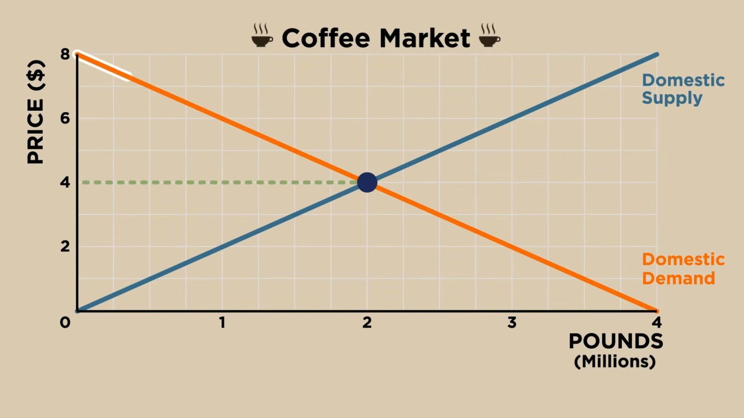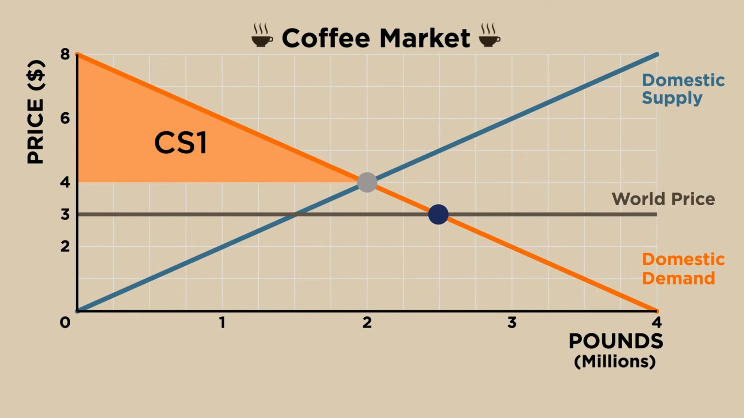And total consumer surplus is summing up all individual consumer surplus. Before trade, total consumer surplus was represented by this triangle, CS1. But by allowing trade, consumer surplus increased to include this entire area. Consumer surplus increased for two reasons. First, consumer surplus increased for buyers who were already willing to purchase coffee, because now they can enjoy the same item at a lower price. This increase in consumer surplus is shown here at CS2.